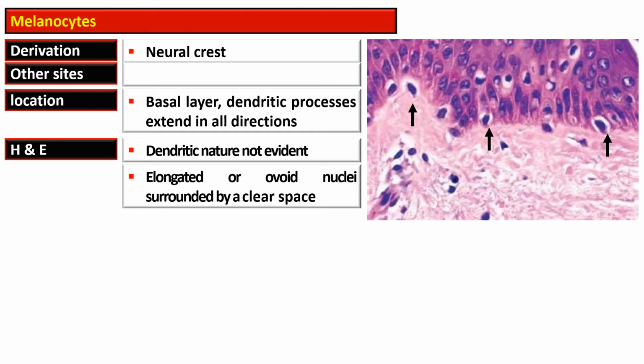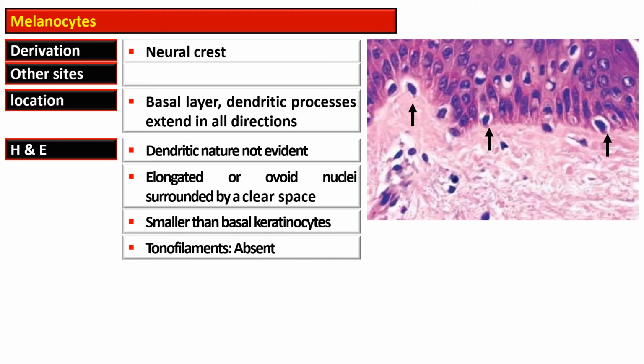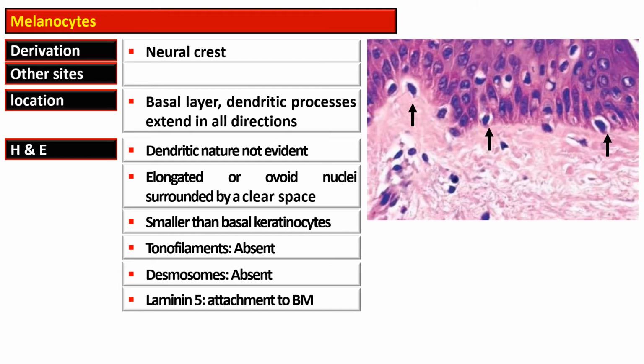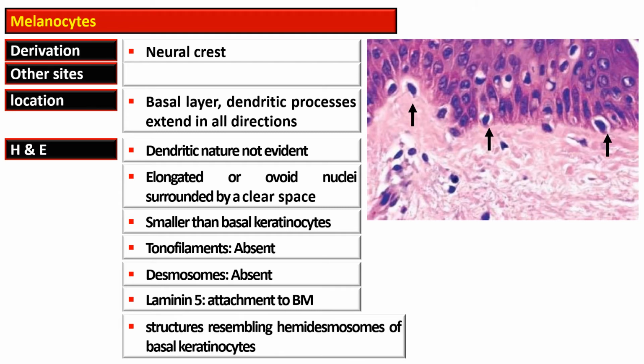They have got elongated or wide nuclei, and these have got clear spaces around the nucleus, and the size is smaller than the basal keratinocyte. The tonofilaments and desmosomes are absent. However, they are attached to the basement membrane through laminin 5, and the melanocytes that are closer to the basal lamina have got structures that resemble hemidesmosomes of the basal keratinocytes.